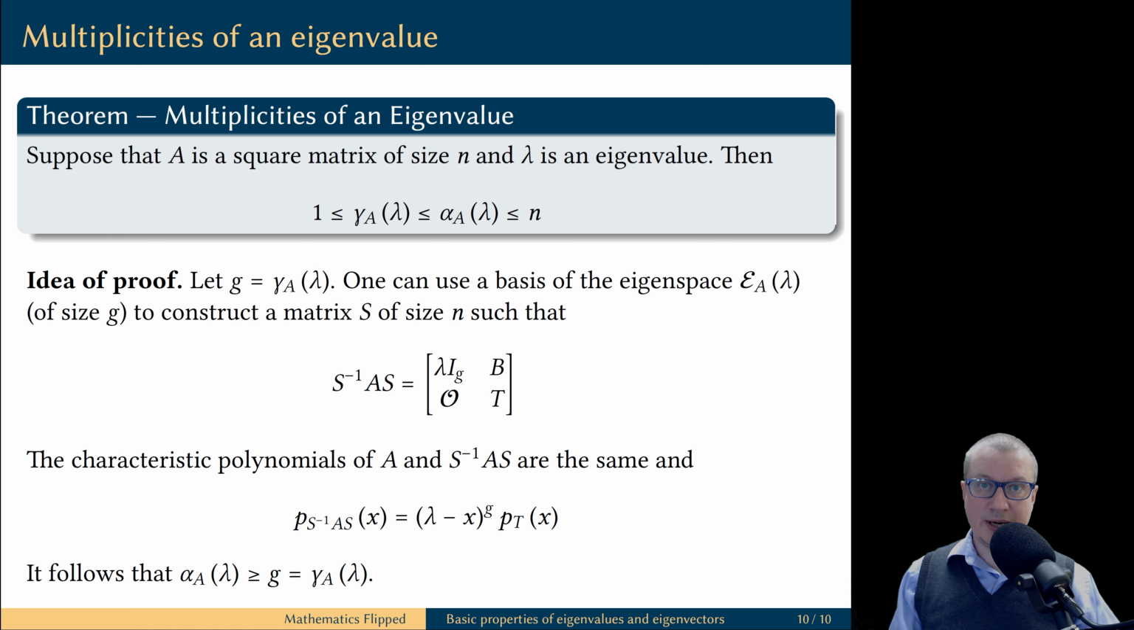It might be divisible by the higher power of this term because it might also be a factor of the characteristic polynomial of the matrix T, but at least we know now for sure that the algebraic multiplicity of lambda is at least g, which is the geometric multiplicity of lambda.